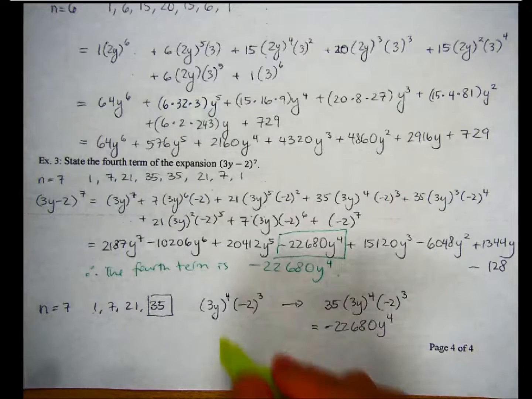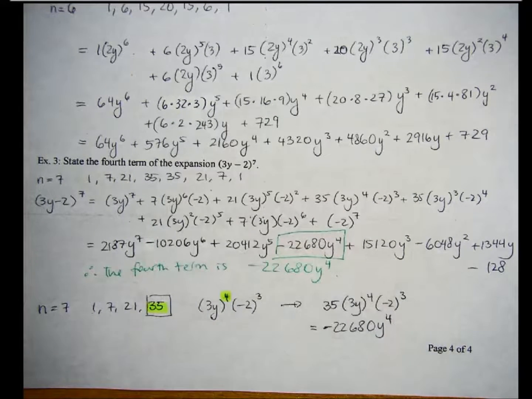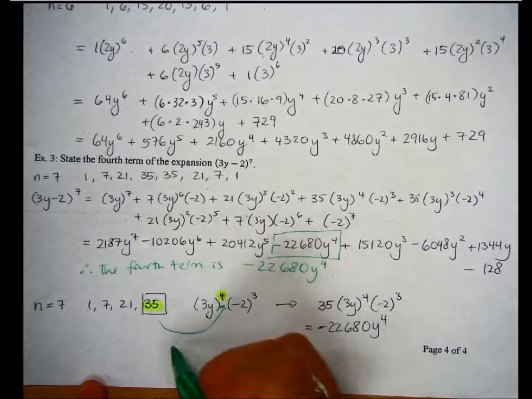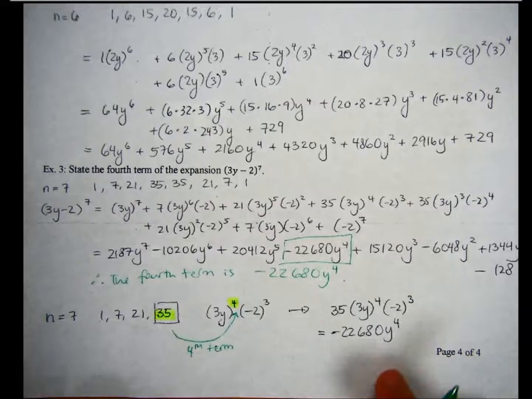You might be wondering, how do we know that this exponent has to be 4? Well, because we know that that must go with the fourth term. And that's what we need in this question.